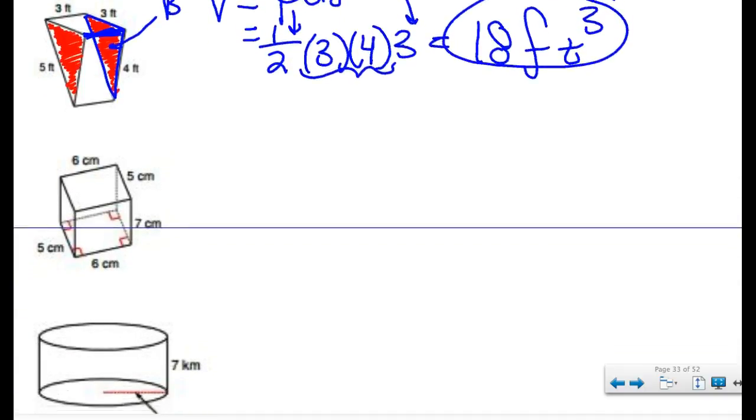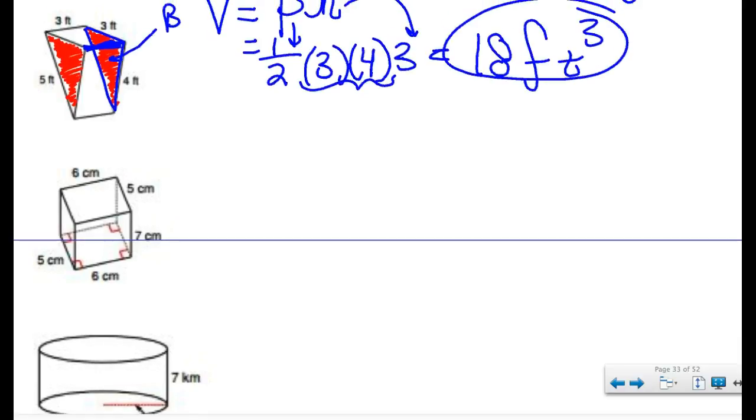The next one, it's also a prism. We would call this a rectangular prism, not a square because this isn't quite the same. So we'd call this a rectangular prism. Go shade in the base. I think that's always helpful.